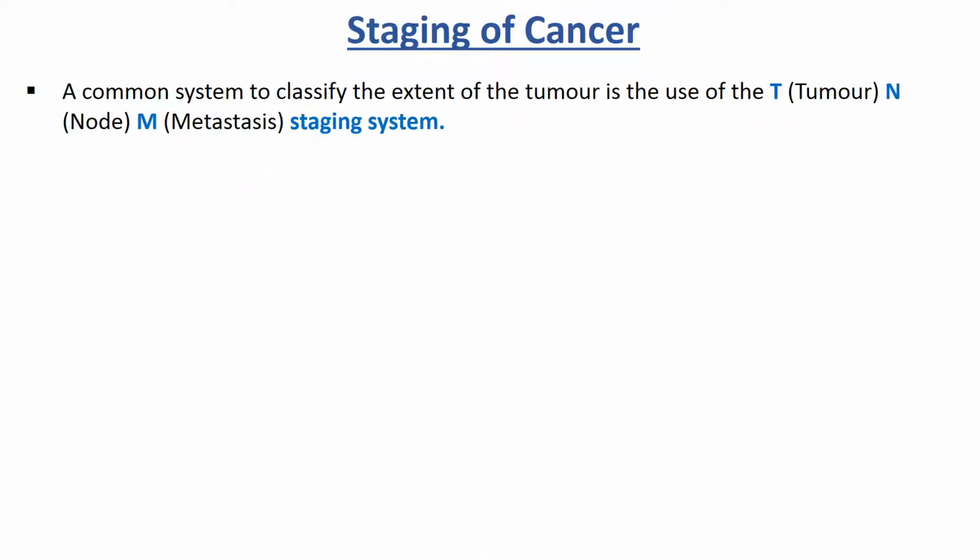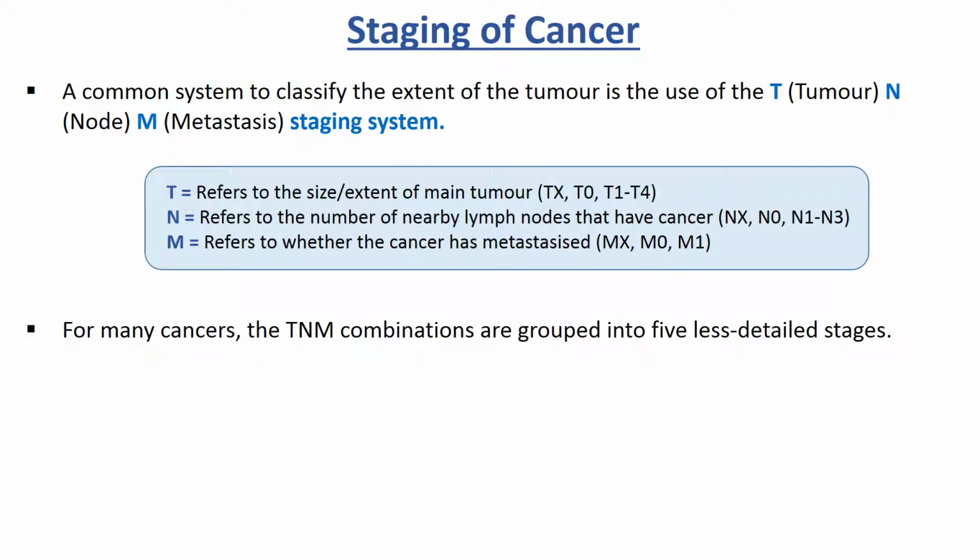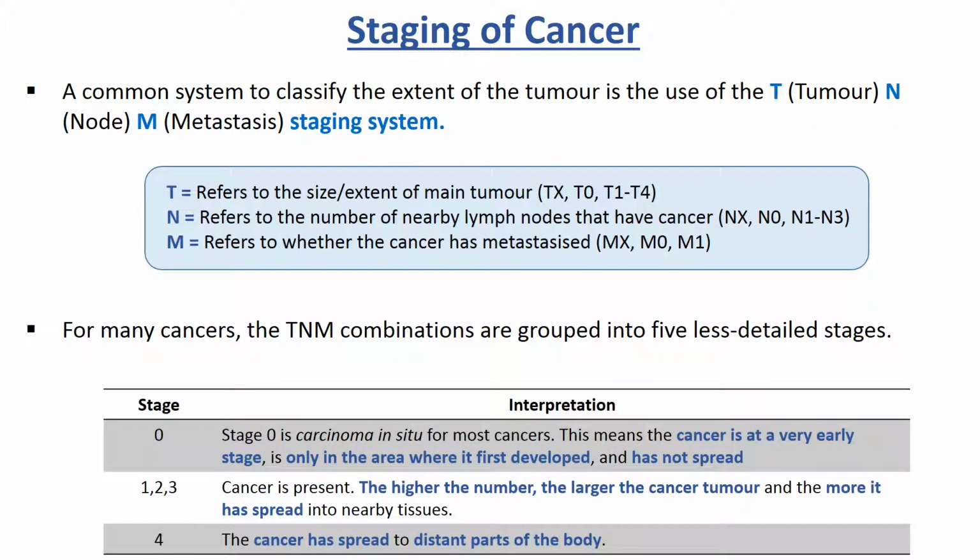A common system to classify the extent of the tumour is the use of the TNM staging system. T refers to the size or extent of the main tumour, going from Tx up to T4, whereas N refers to the number of nearby lymph nodes that have cancer, going from Nx up to N3. M refers to whether the cancer has metastasized. For many cancers, the TNM combinations are grouped into 5 less detailed stages, which are designated as Stage 0, Stage 1, Stage 2, Stage 3 and Stage 4.